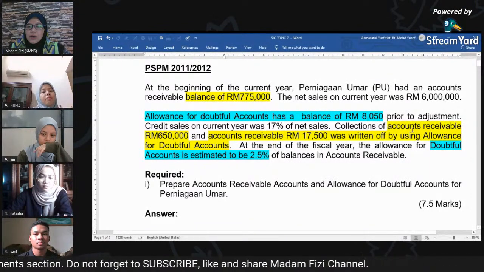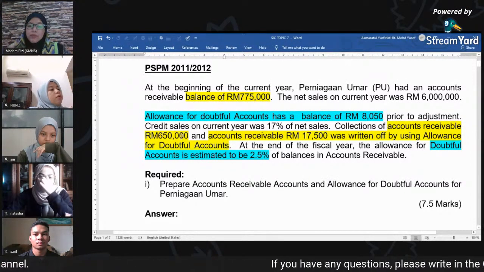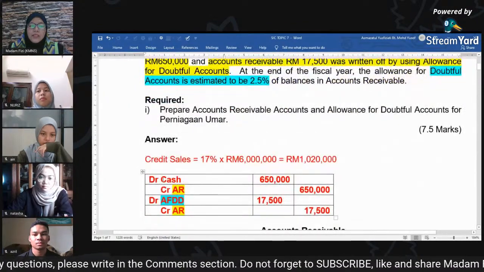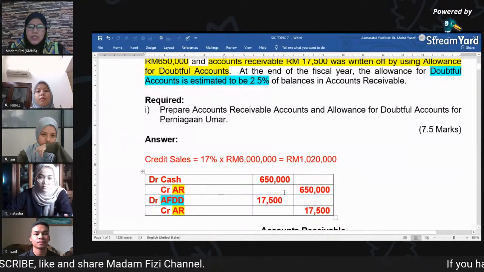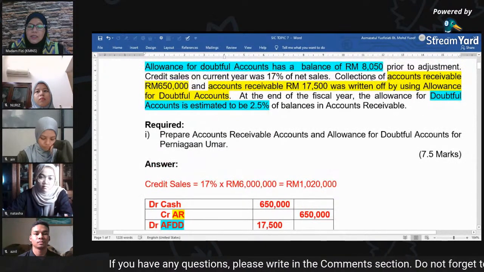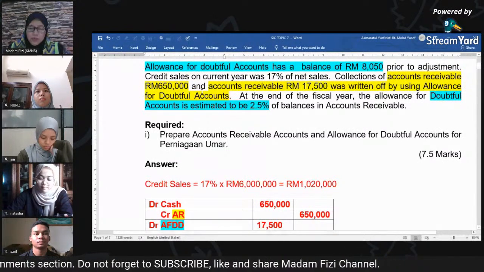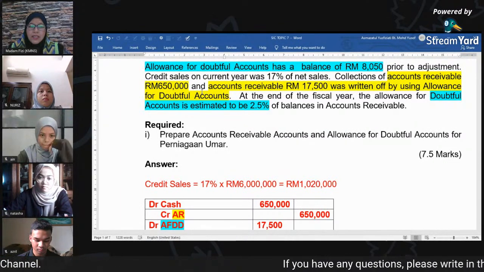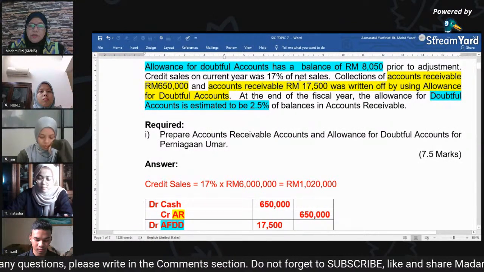Okay, next is collection of accounts receivable is 650,000. So what does it mean? Collection means we receive cash from customer. So I want you to jot down debit cash, credit accounts receivable 650,000. Okay, dalam soalan dia tak suruh awak buat journal, tapi I just want to jot down. Okay, bila kita receive, collection of account receivable means kita receive cash, debit cash and credit accounts receivable because it will decrease the accounts receivable sebab orang tu dah bayar hutang dekat kita. Okay, and then the credit sales of current year was 17% of net sales.